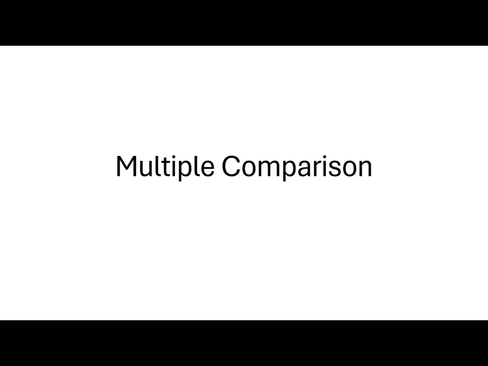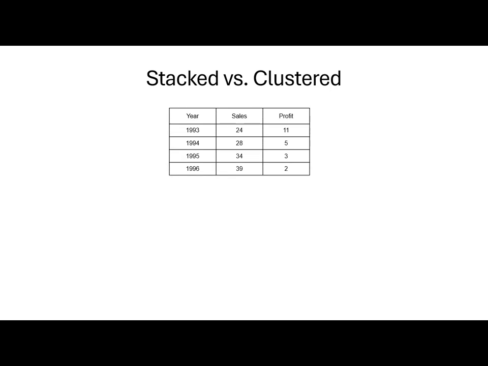Multiple comparison means it's not only one item of comparison, there are 2 or more. Therefore, this shows the sales and profit of a certain company with time.